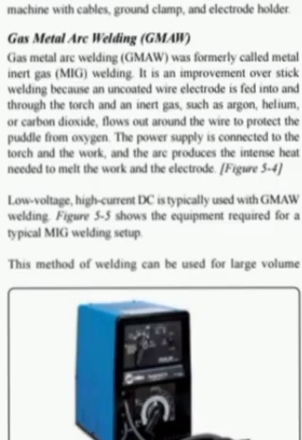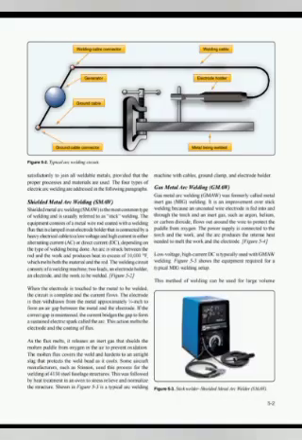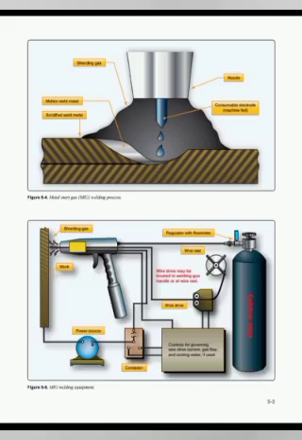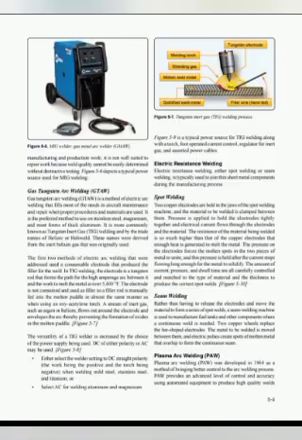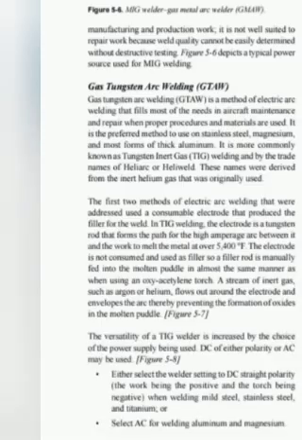Figure 5.5 shows the equipment required for the typical MIG welding setup. This method of welding can be used for large volume manufacturing and production work. It is not well suited to repair work because the weld quality cannot be easily determined without destructive testing. Figure 5.6 depicts a typical power source for MIG welding.